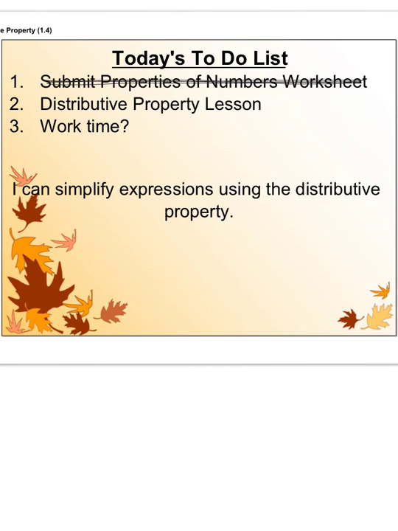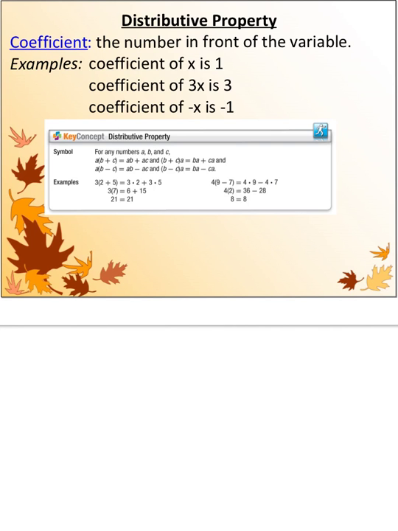All right, taking a look at today, our goal is going to be able to simplify expressions using the distributive property. This is something that we looked at last year. So most of what we're doing today should hopefully be a review of what we did last year. Before we get started, some big things with the distributive property.